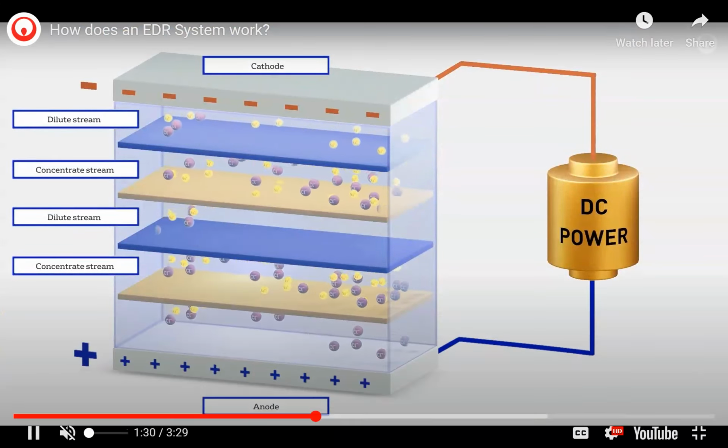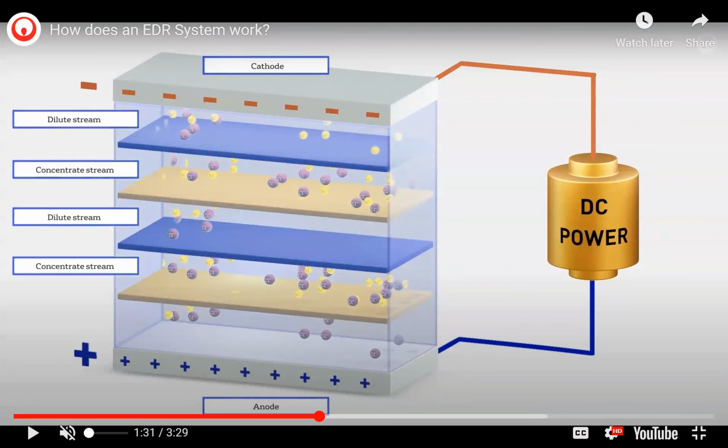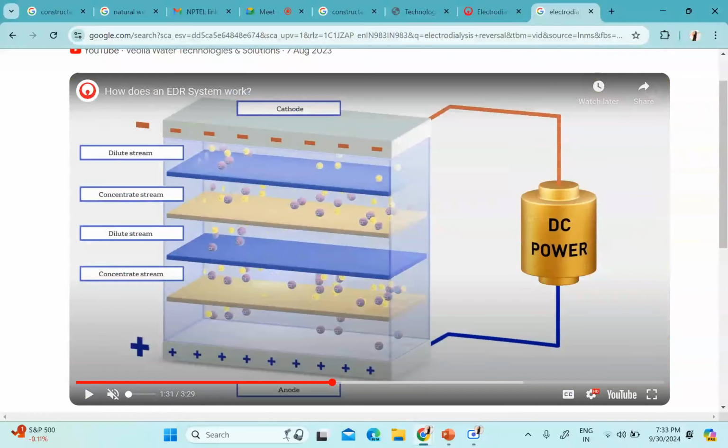The blue color membrane, what is it? Is it anion exchange membrane or cation exchange membrane? Any idea? Didn't understand.